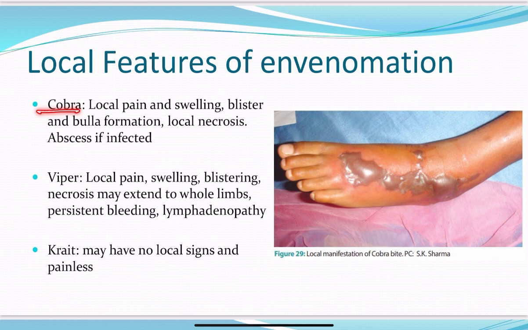Then bite from cobra can cause local pain, swelling, blister, and bulla formation. There can be local necrosis and abscess if infected. Bite from viper can lead to local pain, swelling, blistering, necrosis, and then persistent bleeding and lymphadenopathy. Whereas bite from krait may have no local signs and can be painless.